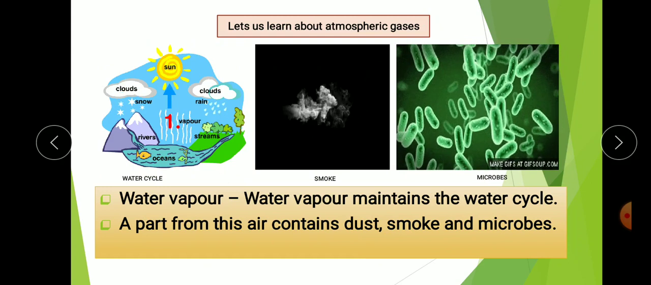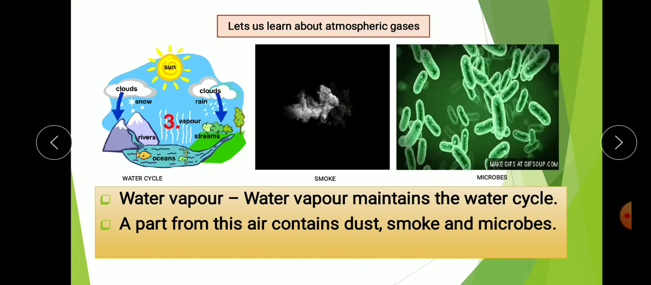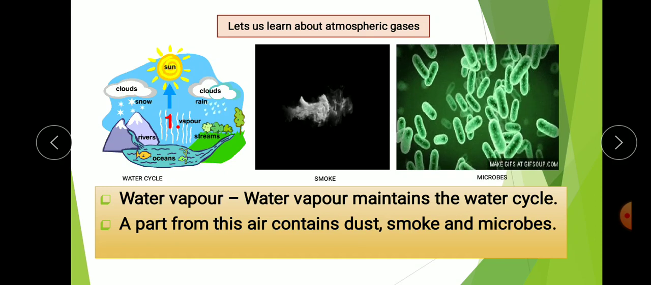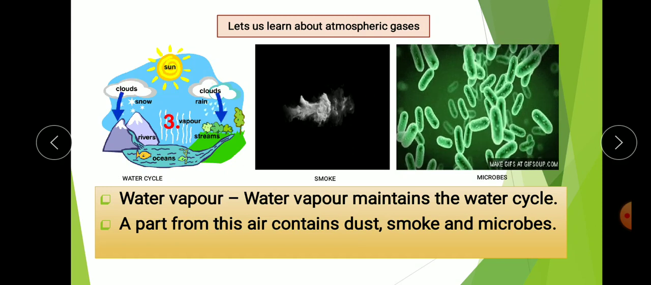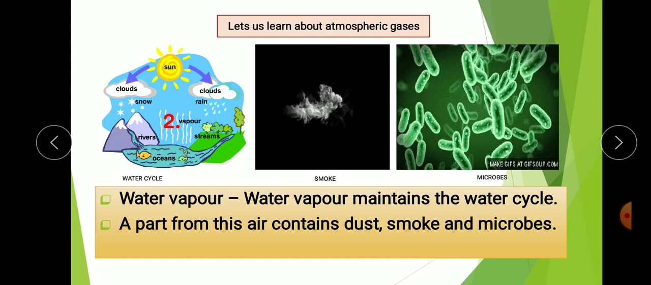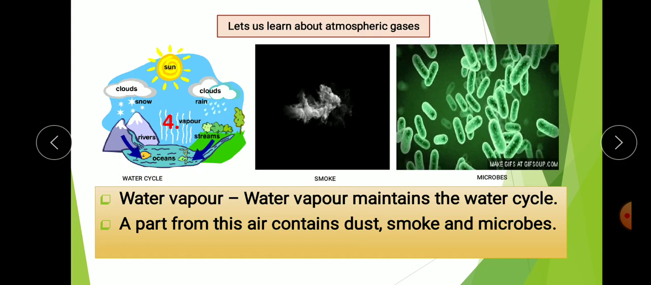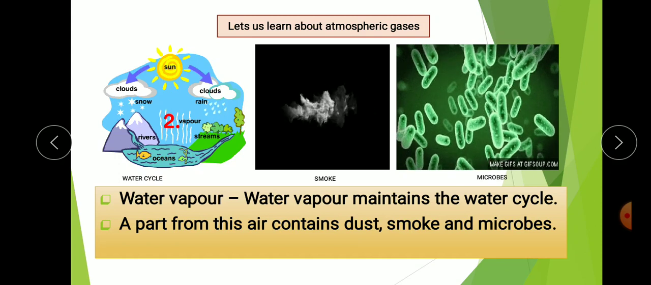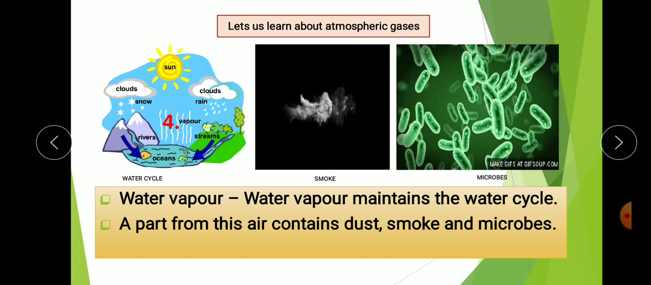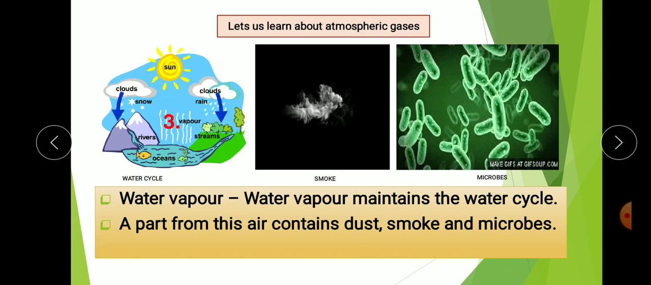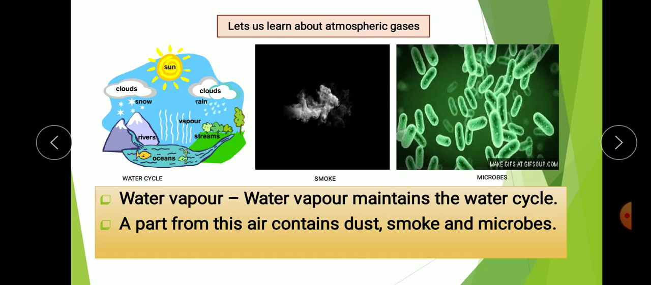Next is water vapor. Water vapor maintains the water cycle. Apart from this, air contains dust, smoke and microbes. Water vapor present in air is very important for the water cycle in nature. It is always present in the air. It comes from water bodies like sea, lakes and rivers, where evaporation takes place at the surface.